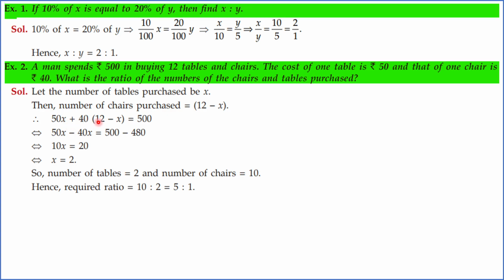50x plus 40 into (12 minus x) equal to 500. 50x minus 40x equal to 500 minus 480. That equals 10x equal to 20, x equal to 2. So the number of tables is 2 and the number of chairs is 10. Hence the required ratio 10 is to 2, that equals 5 is to 1.